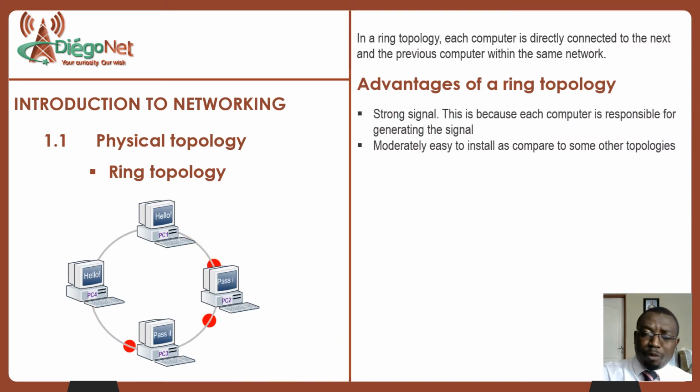The first thing is that when we talk about a ring topology, there is a strong signal. Why are we talking about a strong signal in this case? If you check again, each computer here is assisting in regenerating the traffic. So that is a reason why we are having a strong signal. This is because each computer is responsible for generating the signal. So the packet sent by PC1 got regenerated by PC2, and the same time got regenerated by PC number 3, up until the packet got to the destination. That is why we have a strong signal.